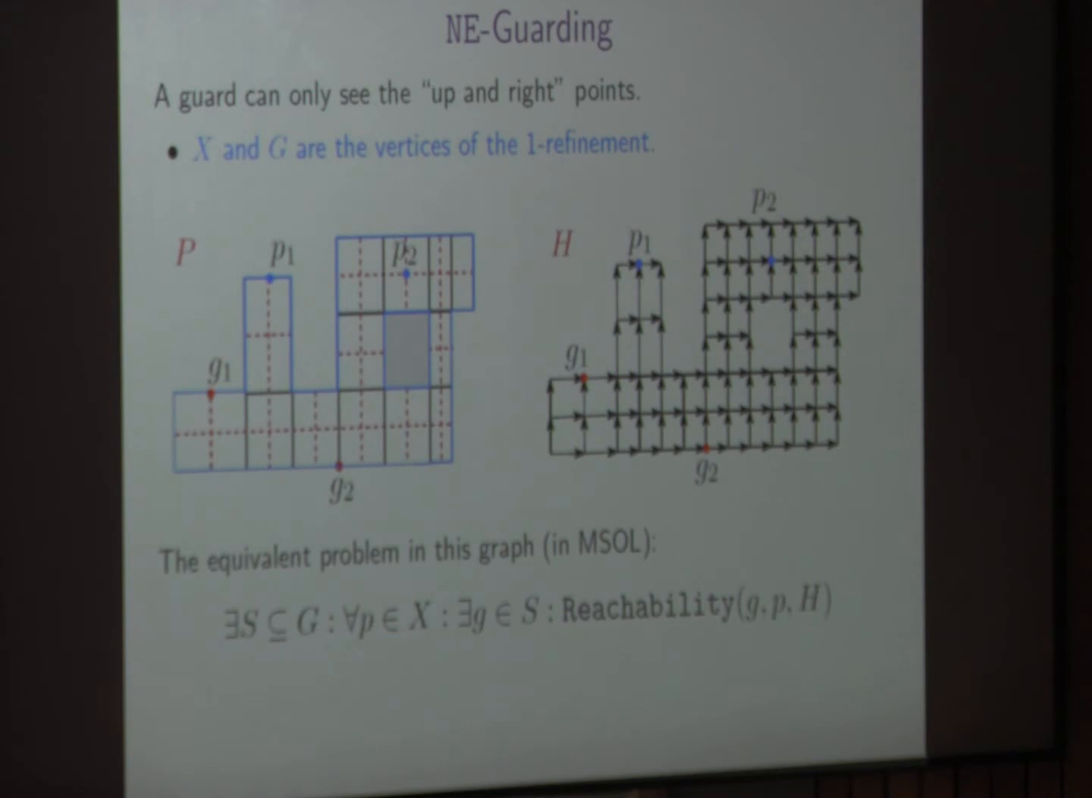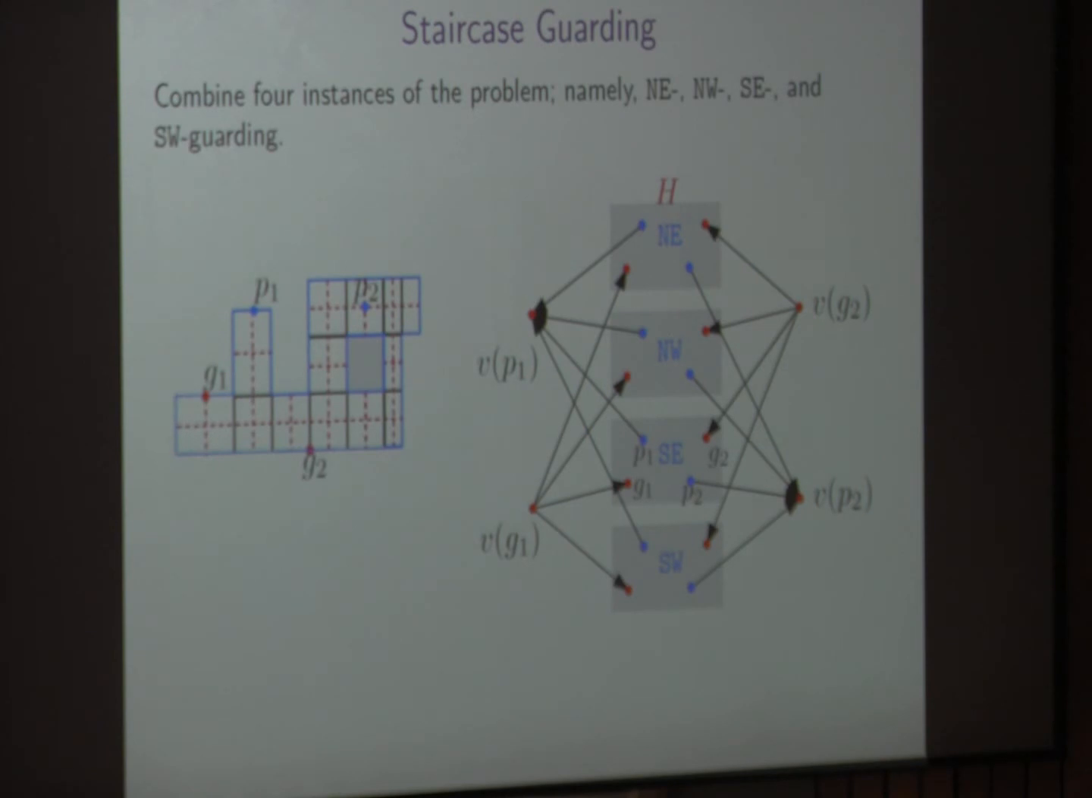All right. So this was for northeast guarding. You can do the same for northwest, southeast, and southwest, right? All four main directions, because a staircase guarding can see exactly those four types of visibilities. Okay. And to solve the original problem of staircase guarding, we are going to combine those four sub-problems.